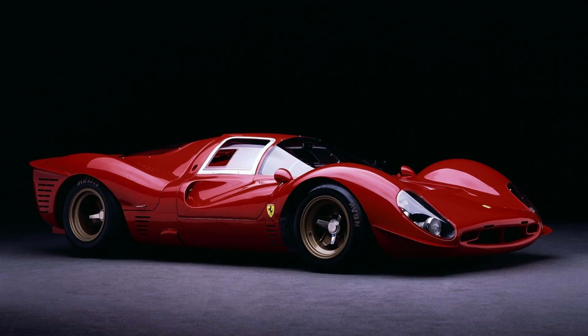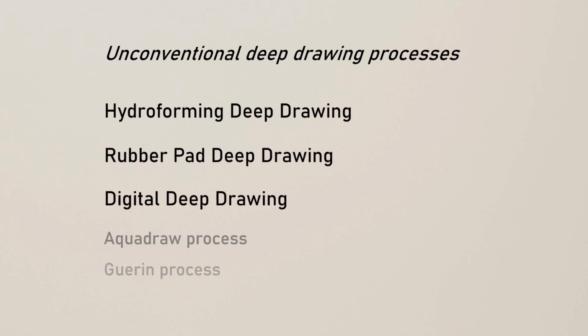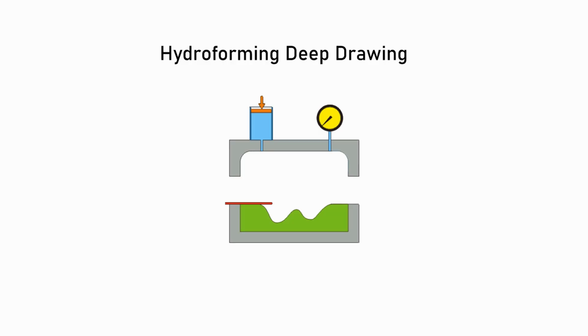For applications requiring complex contour shapes with a smooth transition, the conventional die and punch method may not be suitable. In such cases, unconventional deep drawing methods are used. First is hydroforming. In this process, instead of using a metallic punch, we use hydraulic pressure to draw the part into the die.